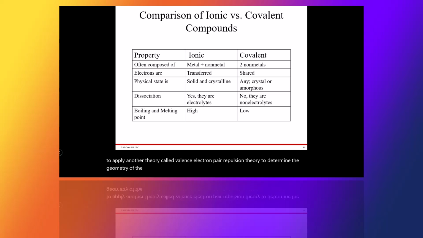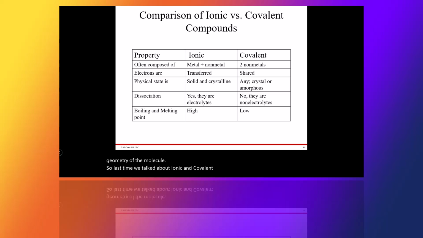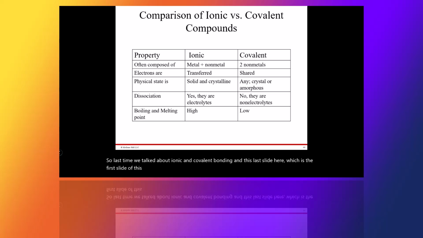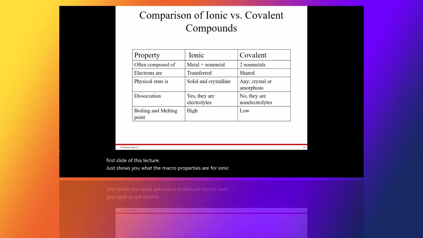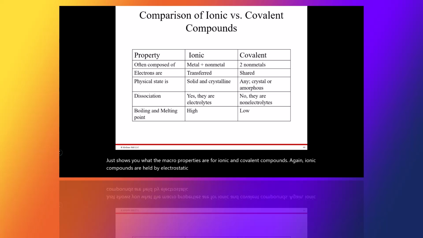So, last time we talked about ionic and covalent bonding, and this last slide, which is the first slide of this lecture, just shows you what the macro properties are for ionic and covalent compounds. Again, ionic compounds are held by electrostatic attractions, so they have very high melting and boiling points, and generally are solids at room temperature, whereas covalent compounds can be solids, liquids, or gases because the forces are generally not as strong.